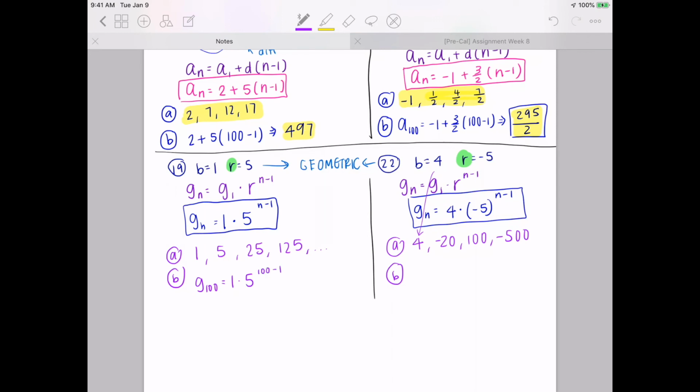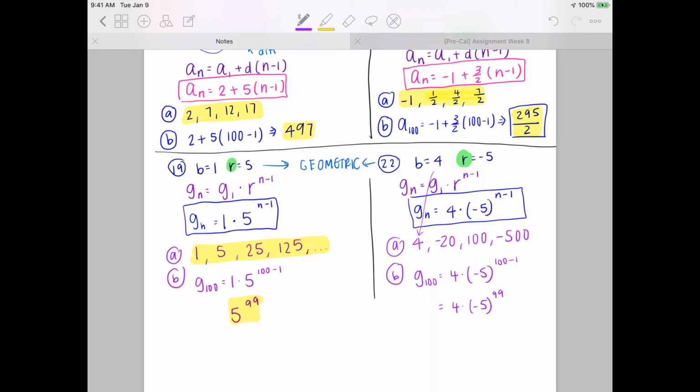in here. Okay, so this is going to turn out to be 5 to the 99th power. This is so going to overflow your calculator, so just leave it as 5 to the 99. Okay, this one also, I'm going to be putting in 100 equals to 4 times -5 to the 100 minus 1. 4 times can stay, and then -5 to the 99th power.